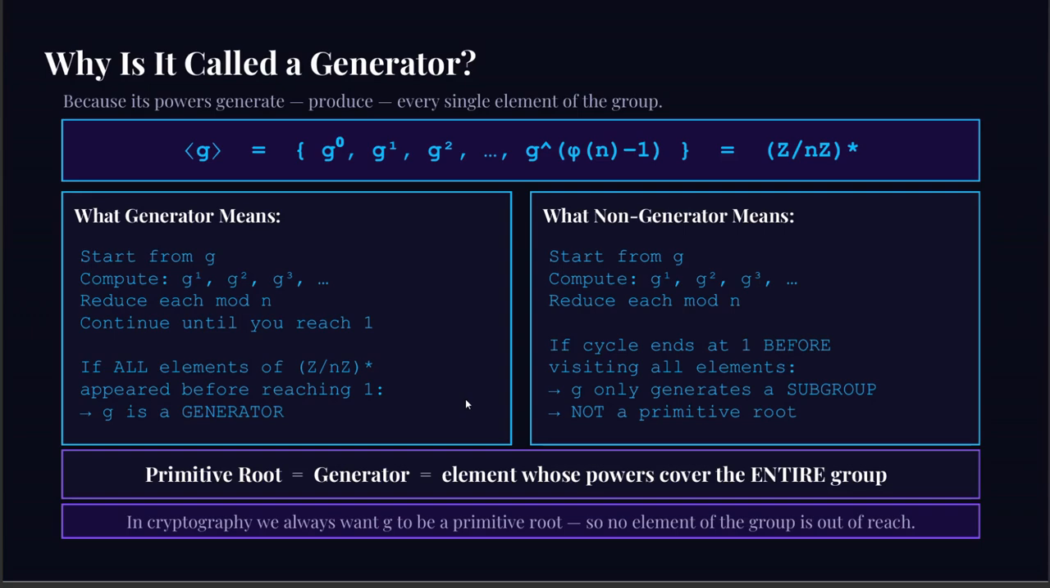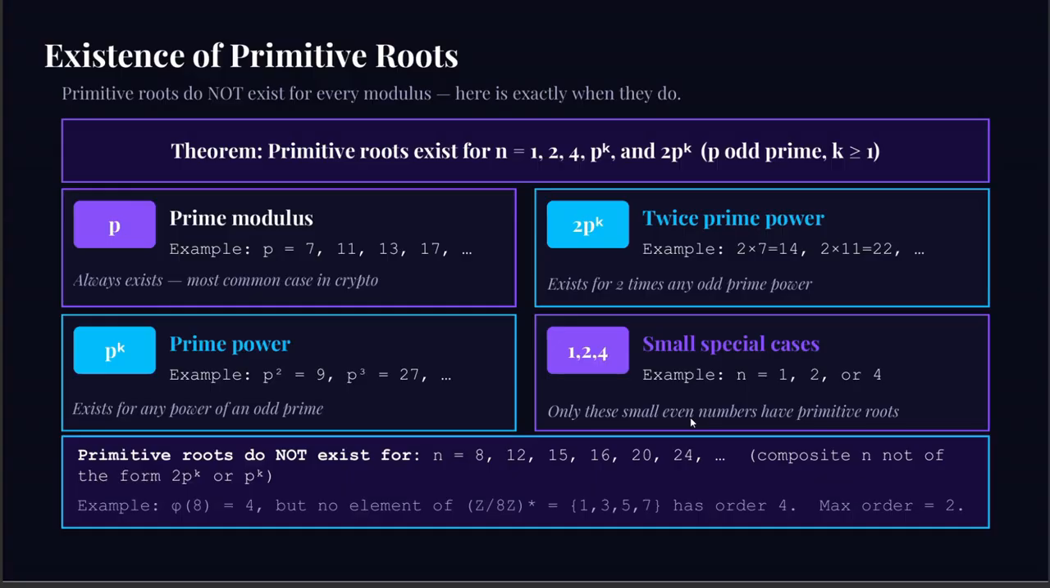So, the next important question: do primitive roots always exist? No. Primitive roots exist only for n equal to 1, 2, 4, p power k, 2p power k, where p is an odd prime. There are some cases. First one is prime numbers, for example 7, 11, 13 and 17. The primitive roots always exist.